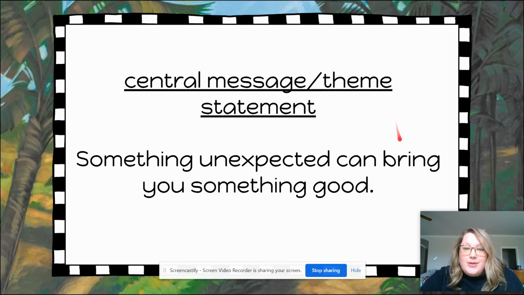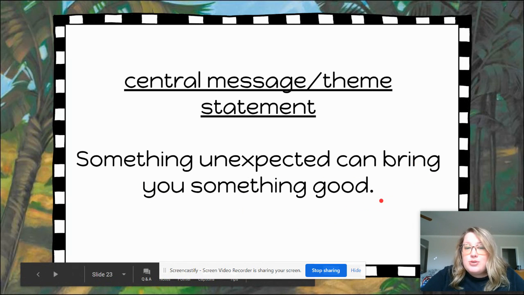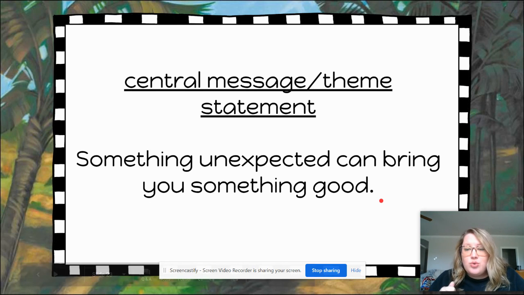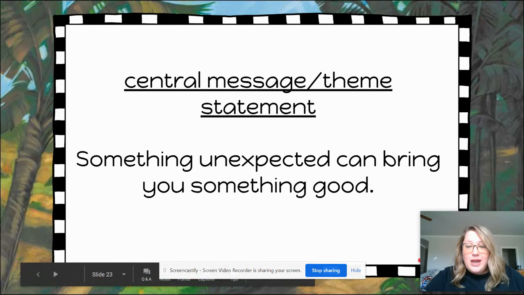Okay, and I will tell you, something you could have picked would be: something unexpected can bring you something good. So something unexpected, like she wasn't able to go to school, and she received a goat. That's pretty unexpected. But from that unexpected thing, it brought something good, some milk products and some ways to earn some extra money. So something good came of it.